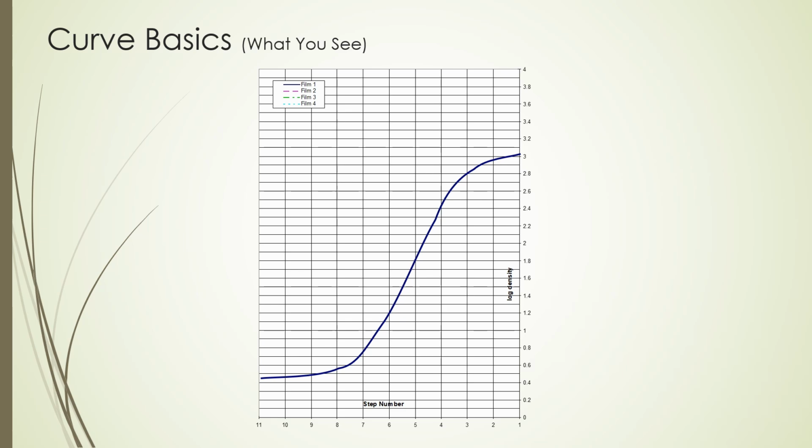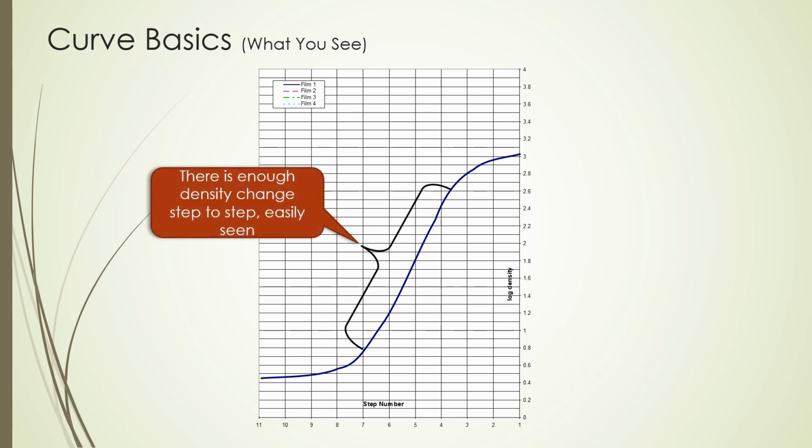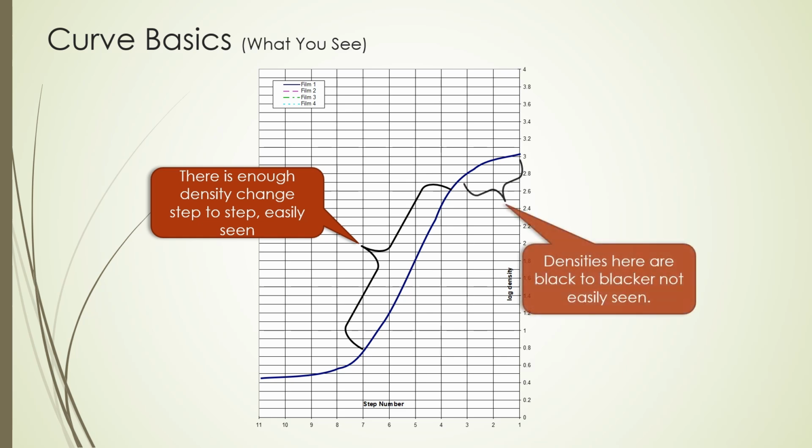Now is the time to graph the data generated by the densitometer. The blue curve is a typical H&D curve, and it has a typical S shape. The middle portion of the curve is where there is enough density change from step to step to make the steps visible. The upper portion of the curve plateaus off and changes between the steps become much more difficult to see as they range from dark gray to black.